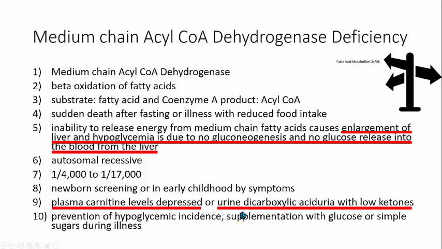You can also get a change in the urine, dicarboxylic aciduria with low ketones. This is also a symptom of the disease, but it is typically the plasma carnitine levels seen at birth that help us to diagnose this patient.